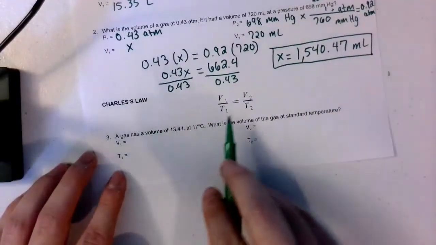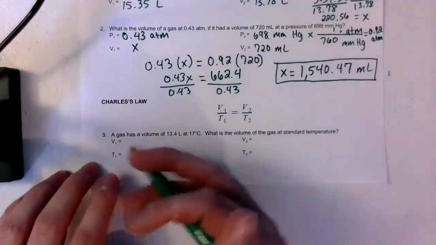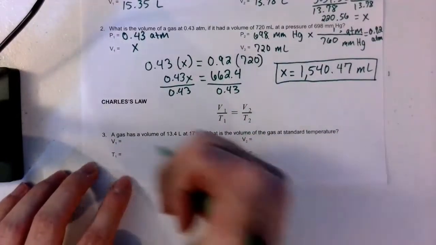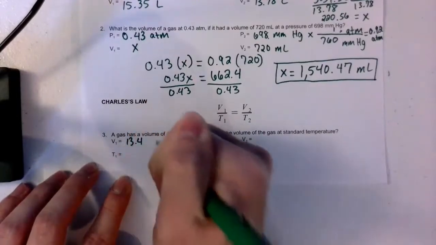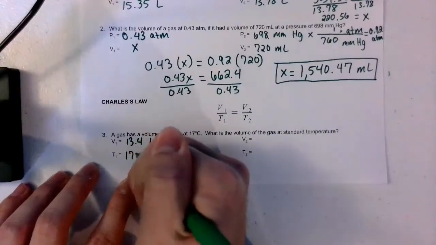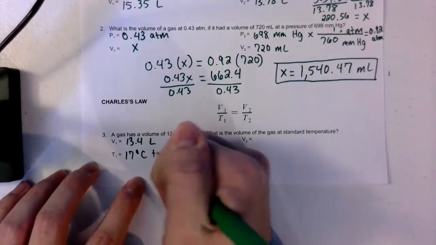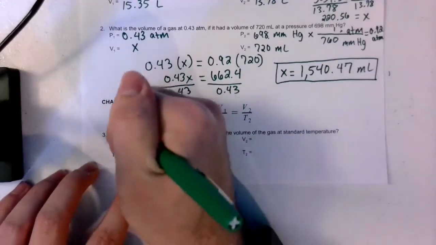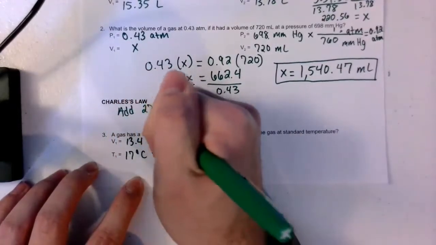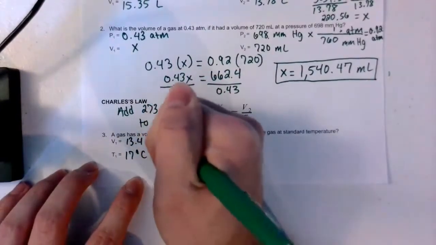Alright, so Charles's law is going to be this V1 over T1 equals V2 over T2. Alright, so it says a gas has a volume of 13.4 liters, so 13.4 liters is going to go there, at 17 degrees Celsius. But for these, you're going to have to watch out, because you have to add what to get it into Kelvin? You have to add 273.